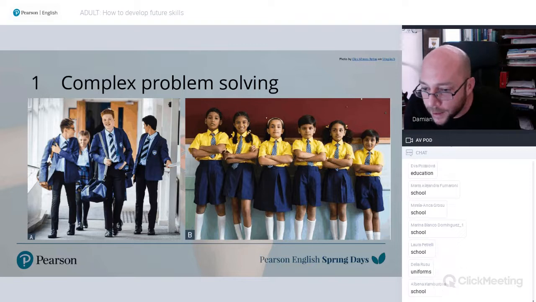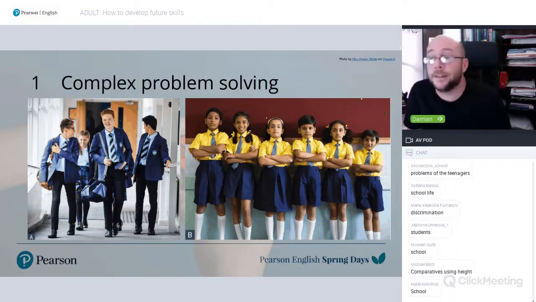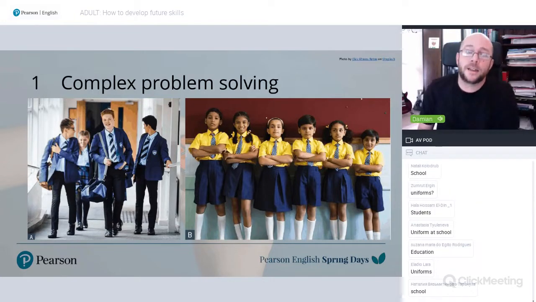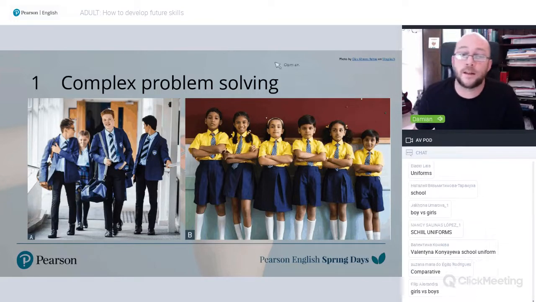Diana had it straight away, I think: school uniforms. So this is a develop your writing lesson. And here we're looking at helping them develop their essay writing skills for for and against essays.